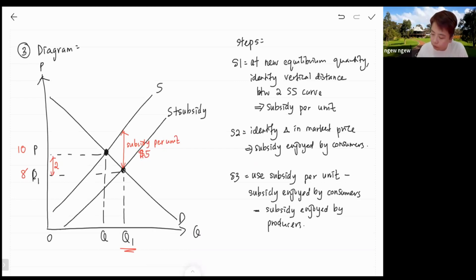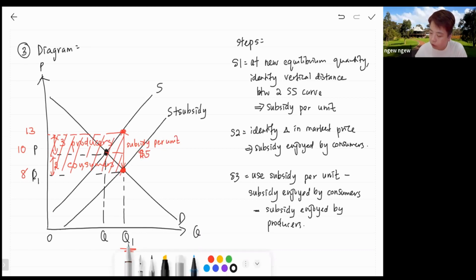So now, we come back to this. Out of these $5 of subsidy, $2 are enjoyed by consumers. The remaining $3 will be enjoyed by producers. Therefore, now the situation for subsidy is: consumers are paying 8, but government will top up $5 to make the producer receive $13 for every unit sold. So this whole area shows the total subsidy payment.